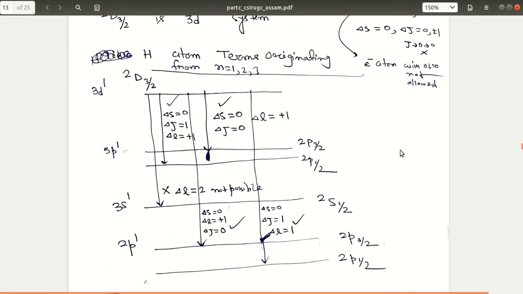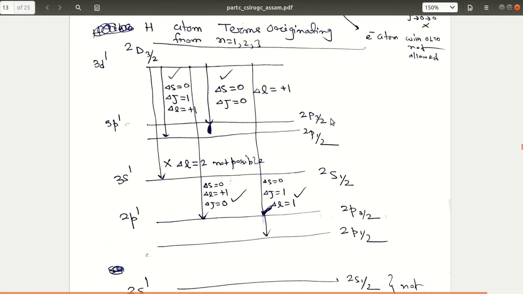But if you just calculate from 3d1 to 2p 3/2 and 2p 1/2, delta S is equal to 0. For 2d 3/2 to 2p 1/2, delta J is equal to 1 and delta L is equal to plus 1, and again for 2d 3/2 to 2p 3/2 you can calculate this, and this will all satisfy this electric dipole transition.